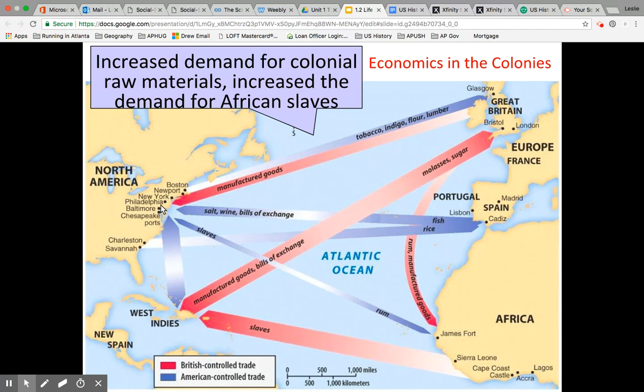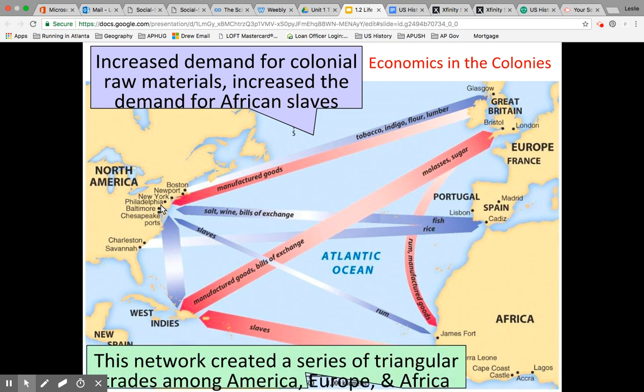As population grows, as international trade grows, there's an increased demand for colonial raw materials, and as a result, there is an increased demand for African slaves. And this network created a series of triangular trades among America, Europe, and Africa.